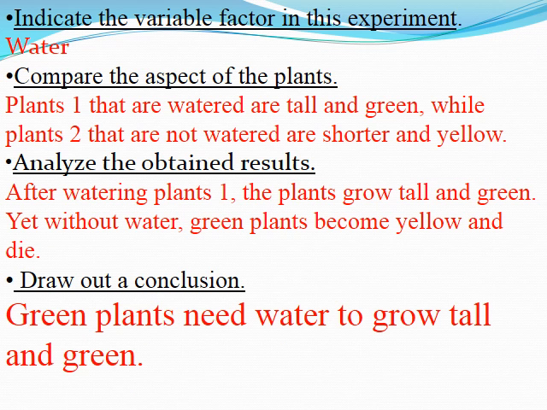First, the variable factor in this experiment is the presence or absence of water. Aspect of the plant: plant 1 that is watered is tall and green, while plant 2 that is not watered is shorter and yellow in color. After watering, plant 1 grows tall and green, yet without water, green plants become yellow and will die. The conclusion here is that green plants need water to grow tall and green and normally.